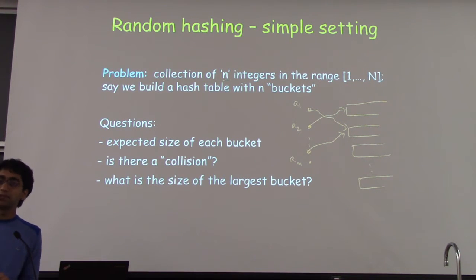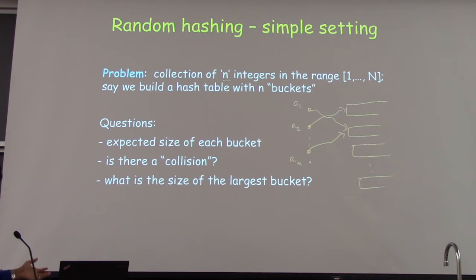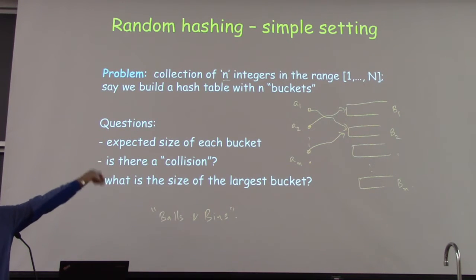This is a very simple process. You have n numbers, and we are just throwing them into random buckets. Initially I'm assuming there are exactly n buckets as well, B1, B2, up to Bn. This sort of setup is sometimes called balls and bins. You have n balls and you're throwing them into n bins.